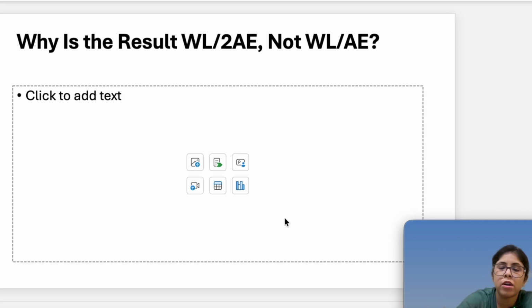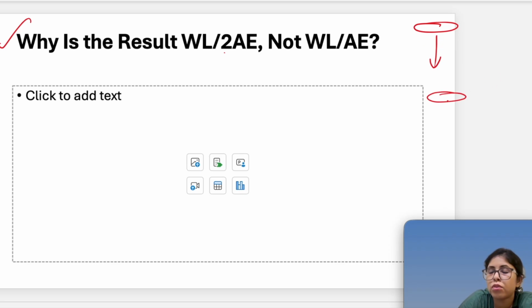We already discussed why the result is W upon 2AE, not W upon AE: at the top there is a larger force that the section is maintaining, but at the bottom there is no force to maintain, right? So this will be the average, which is half.